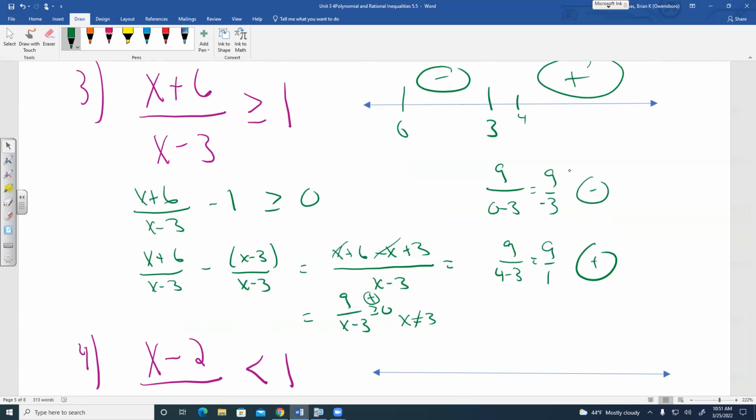And again, notice that we can't include 3 in this problem because it's a domain restriction. So our answer ends up being then open bound at 3 to infinity would be our solution.